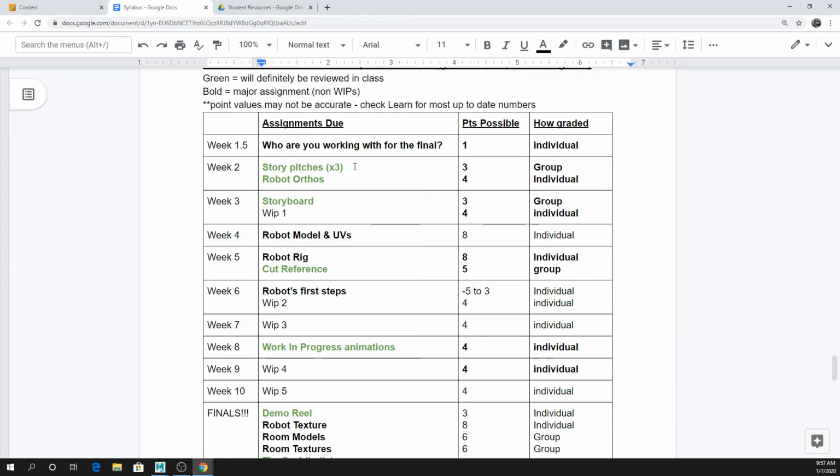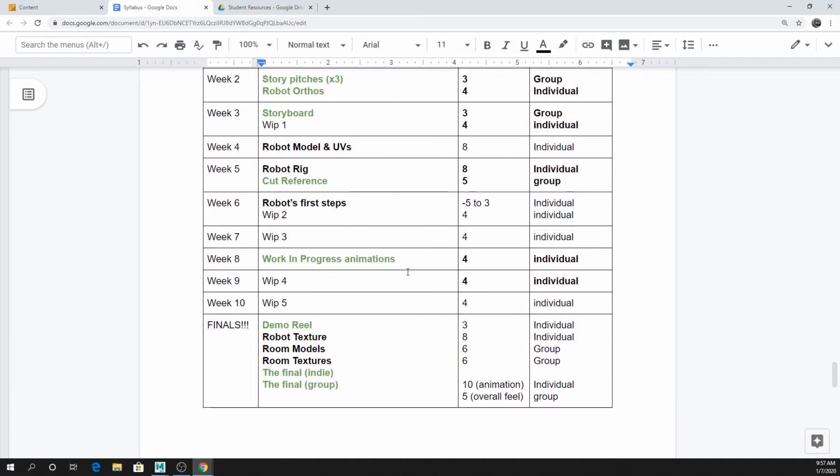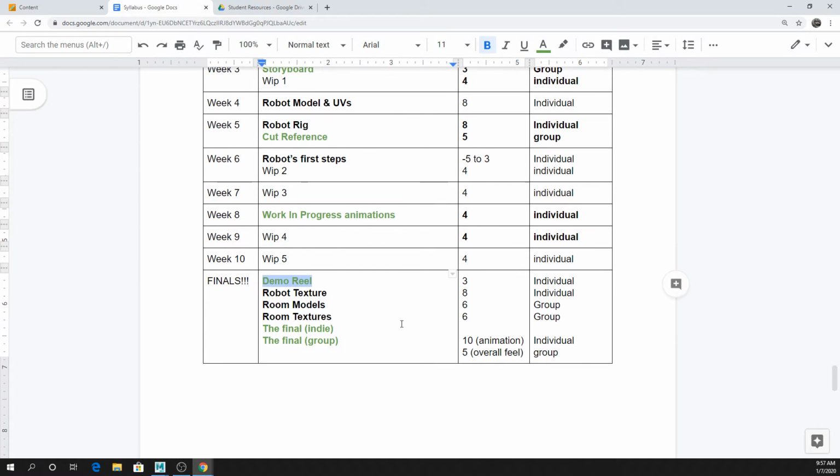storyboards, cutting your reference together, that's all going to be graded as a group assignment because presumably you'd be doing that together. What I'll be grading individually is the demo reel, because that's random individual things. And I'm grading the animation individually. So room models, room textures, all that kind of stuff is going to be a lump team grade, as well as the overall feel of the final.